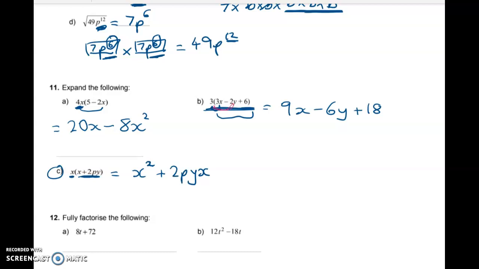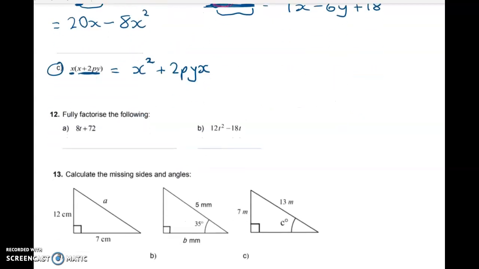For the next one, now we're working backwards and we're doing some factorising. Fully factorise the following means take out the highest common factor. We always look at the numbers and the variables. Highest common factor in the numbers here is 8. And we don't have a t here, so that's the highest common factor. 8 what gets me 8t, 8 times t. 8 what gets me 72, 8 nines.